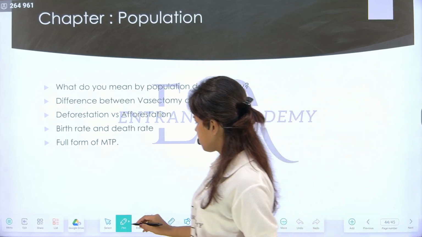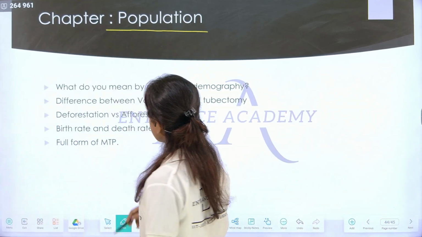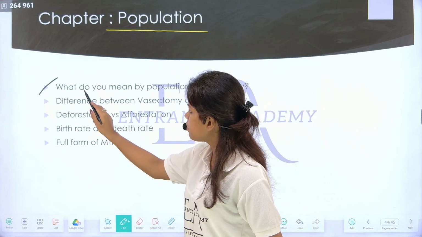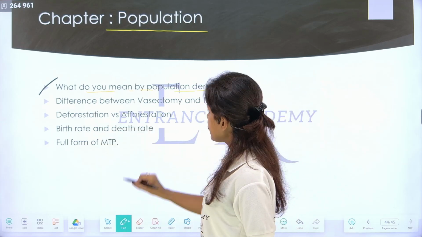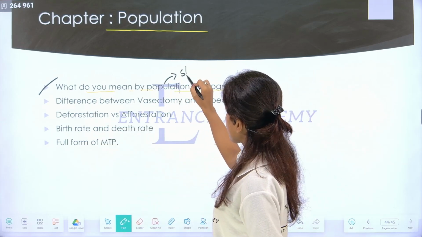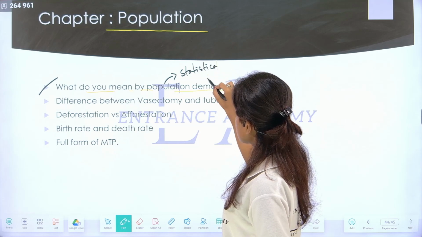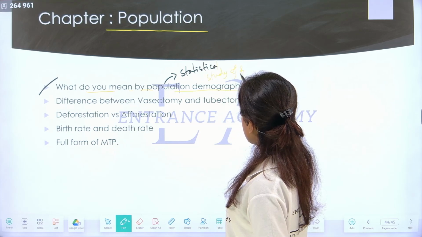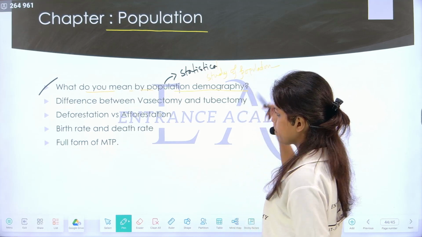Next chapter, population. First question from this chapter. What do you mean by population demography? It is the statistical study of population. Statistical study of population is known as population demography.